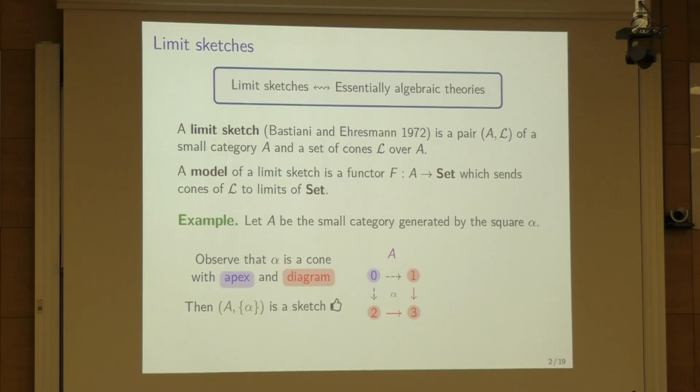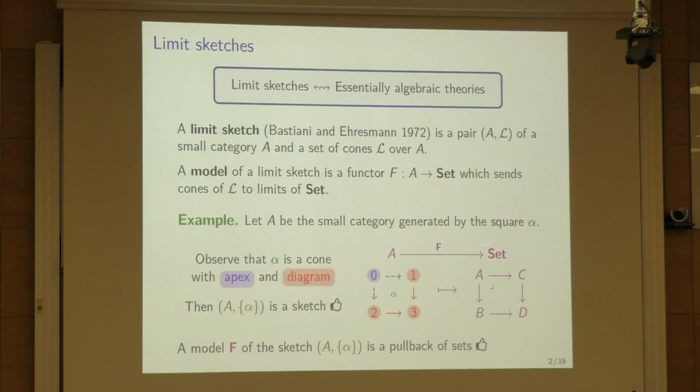If we have a limit sketch, we can take its models, which are basically functors from our small category to the category of sets, which take our cones to limit cones in the category of sets. So in this example, we take a functor f to sets. It selects 4 sets, and it has to send this cone to a limit cone, which amounts to a pullback in the category of sets.